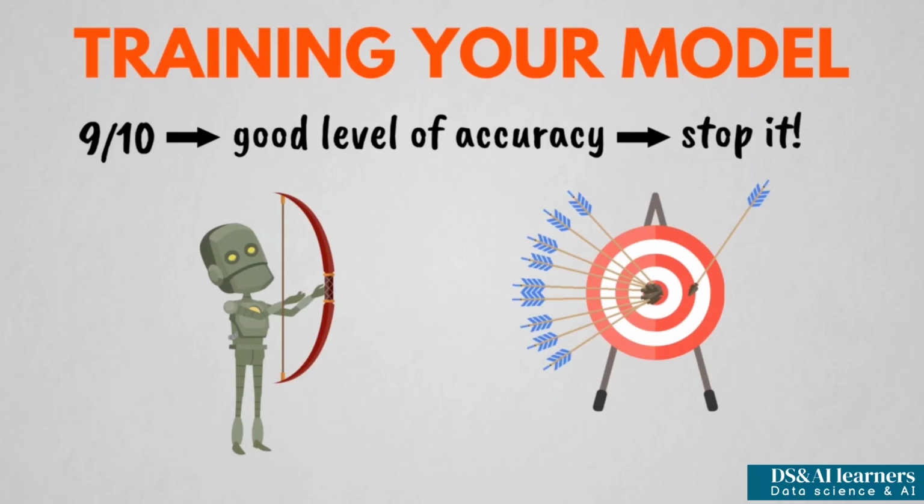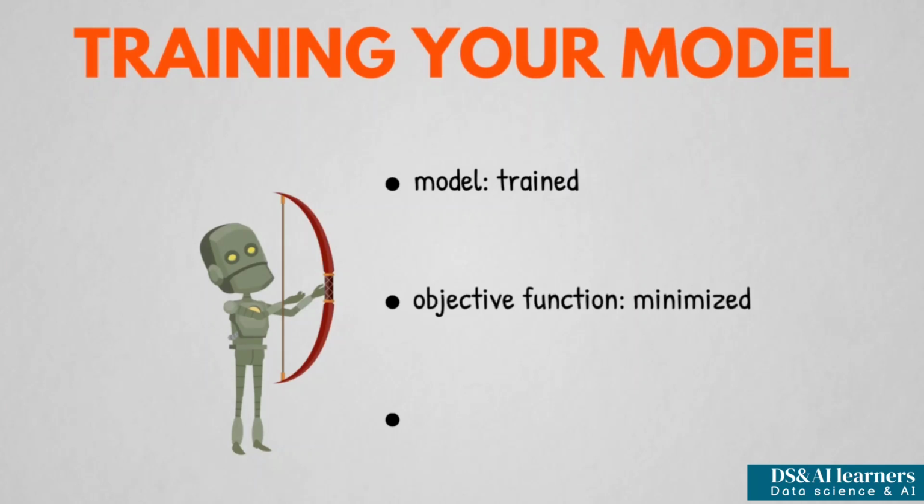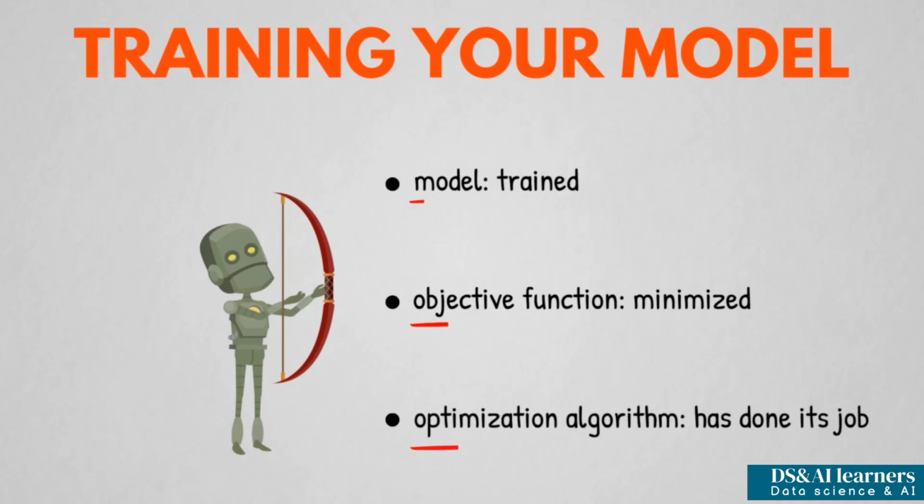Nice. So, let's follow the 4 ingredients. At the end of the training, our robot, or model, is already trained on this data, with this set of arrows. Most shots hit the center, so the error or the objective function is quite low, or minimized, as we like to say. The posture, the technique, and all other factors cannot be improved, so the optimization algorithm has done its best to improve the shooting ability of the machine.